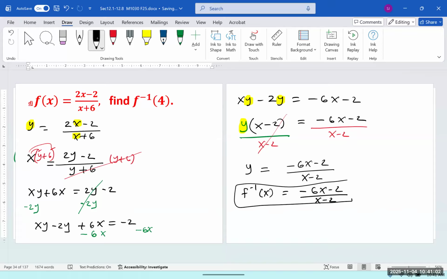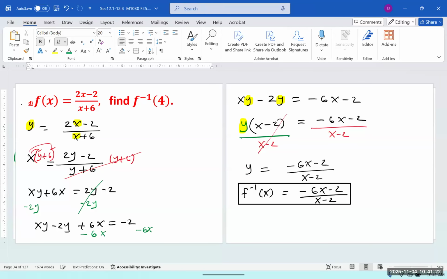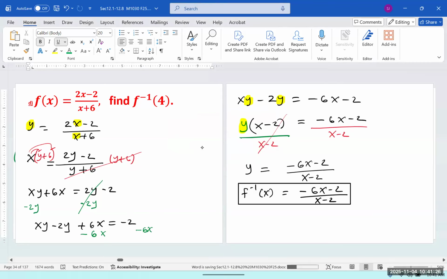Exactly. We are not done because they're telling us, hey, once you get to the inverse, substitute x with 4. So, oh man, I hate that. No. Let me close it and get it again.